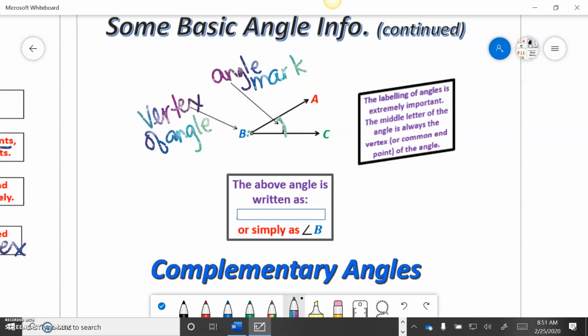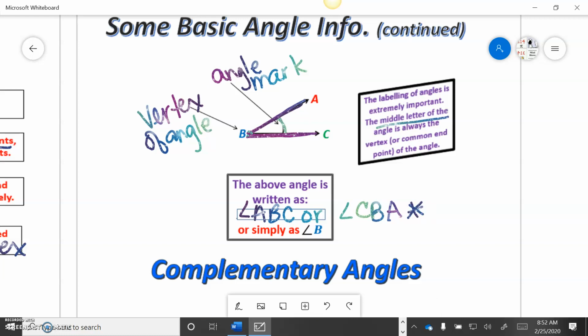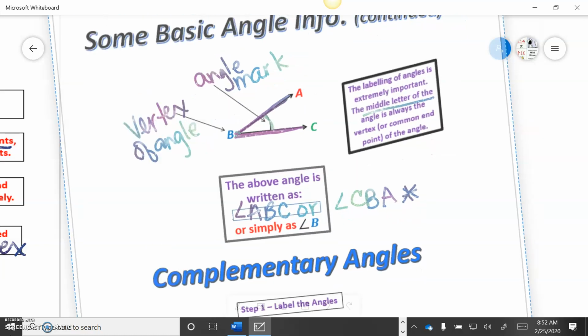And that also gives you where the name is. The labeling of angles is extremely important. The middle letter is always where the vertex is. So we could write this as angle A, B, C, or we could also write this angle C, B, A if we went the other direction. Or simply angle B. More than likely, though, we want to name it with 3 letters. That's just going to be more specific for us.